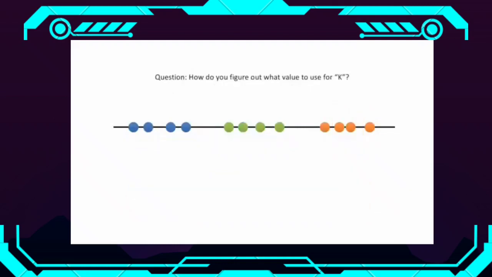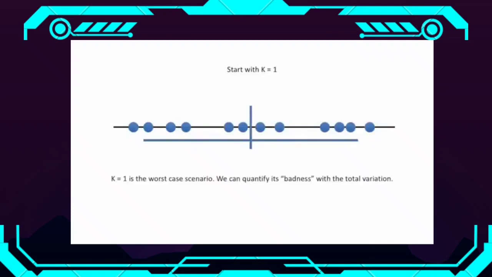Question: how do you figure out what value to use for k? With this data, it's obvious that we should set k to 3, but other times it is not so clear. One way to decide is to just try different values for k. We'll start with k equals 1. K equals 1 is the worst case scenario. We can quantify its badness with the total variation.